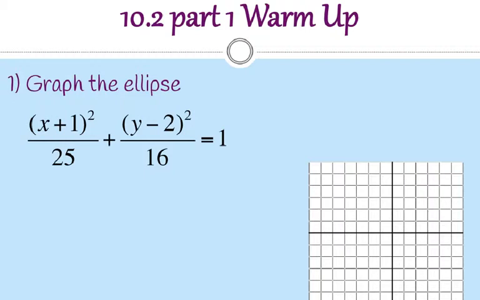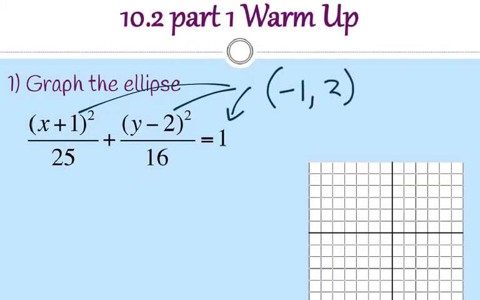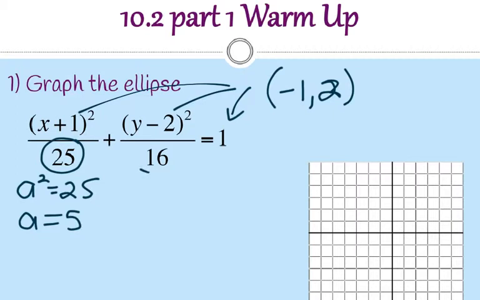All right, so let's go through the warm-up. Number 1 says to graph the ellipse. You want to make sure that it's in the standard form of an ellipse, which means that the 1 is on the right side, which it is. And then the center of the ellipse comes from the x and y, which here is -1 and +2. And then the a squared is the bigger number, so the a squared is 25, making a 5. And the b squared would be 16, making b 4.